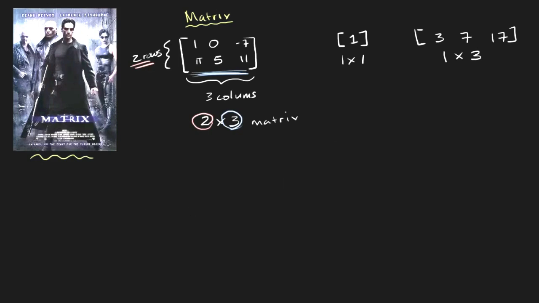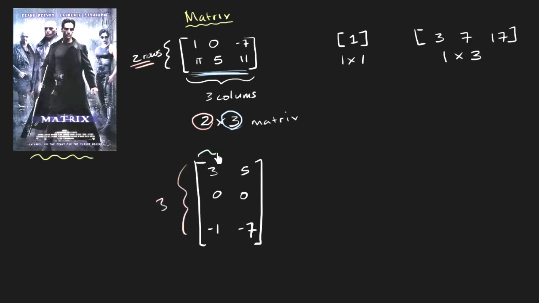I could have a matrix, and I think you see where all of this is going. Figuring out the dimensions of a matrix is not too difficult. I could have a matrix that looks like this, where it's 3, 5, 0, 0, -1, -7. This right over here has three rows, and it has two columns. So we would call this a 3 by 2 matrix. 3 rows and 2 columns.